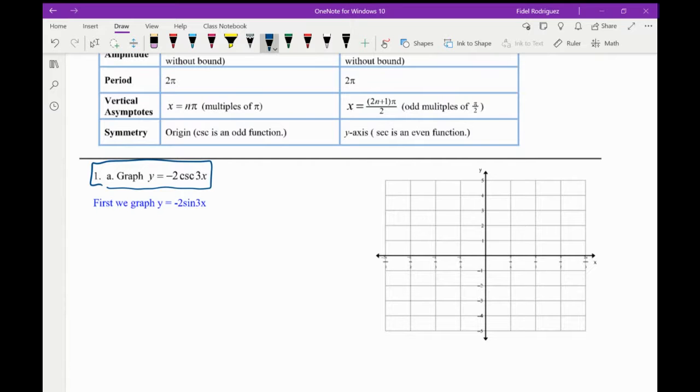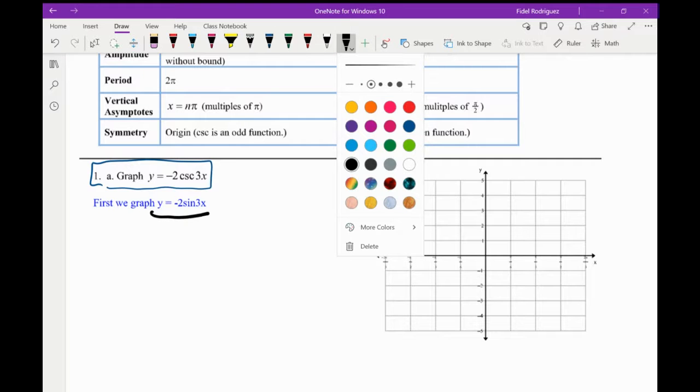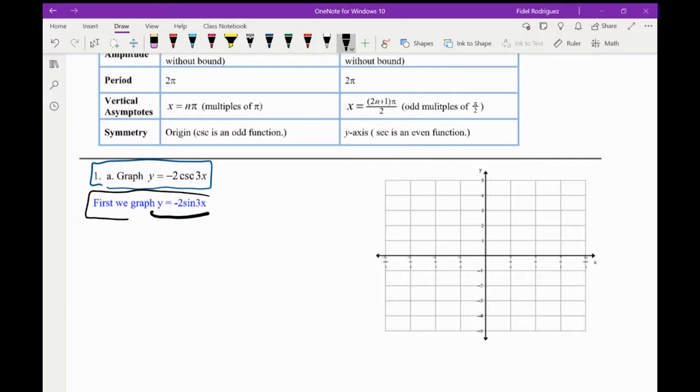The first thing we're going to do, we're going to graph this one over here. We're going to graph y equals -2 sine 3x. So let's do that. Okay, so guys, for this graph right here, anybody know what's the amplitude? 2, right? Because we're going to take the absolute value of -2, which is 2.